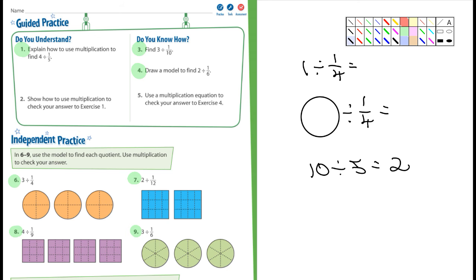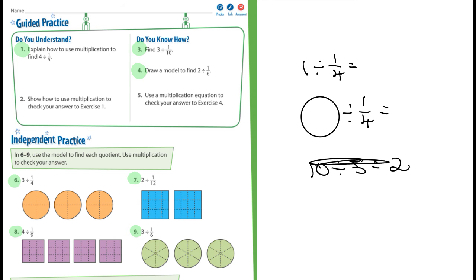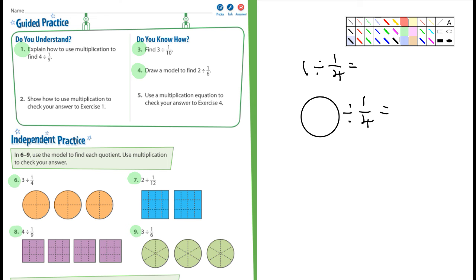So if I was to divide a whole by 1/4, one way to look at it is how many quarters fit in that whole. This would be a quarter, this would be a quarter, this would be a quarter, this would be a quarter. And so you know the answer would be 4. 4 of those 1/4s fit in that whole.